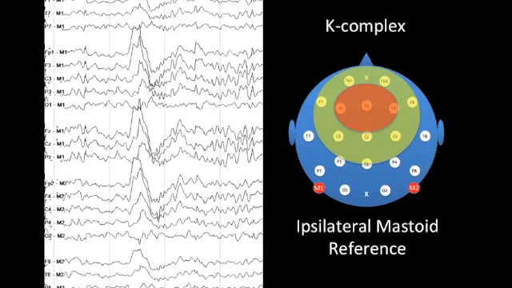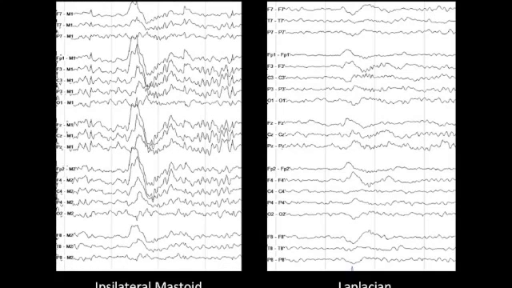And we can see that when we do apply the ipsilateral mastoid montage, we get very high voltage activity, accentuating the K complex. Again, if we compare the ipsilateral mastoid, a distant reference montage, to the Laplacian, which compares only adjacent neighbors, we can see a dramatic difference in the electrical activity.